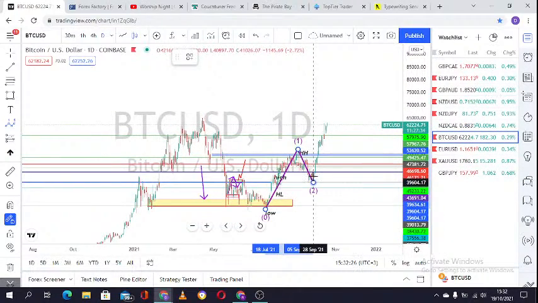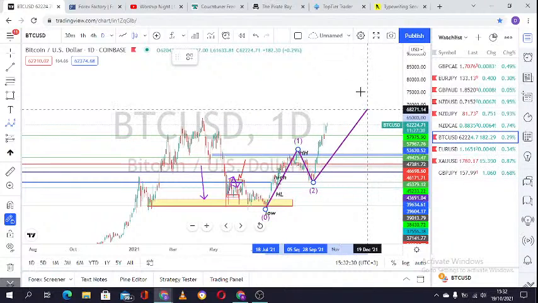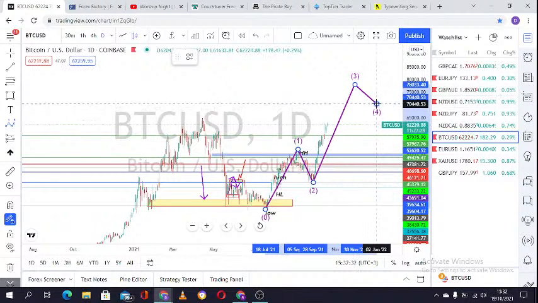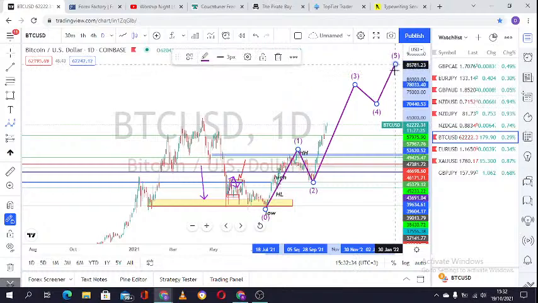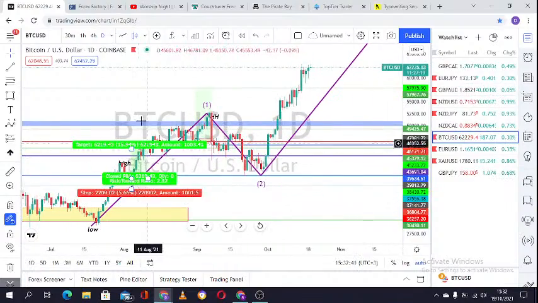0, 1, 2, 3. Wave 3 is the longest wave. And then 4, and then 5. 5 is the smallest. So definitely we are expecting a stronger push towards the upside on wave 3 on the daily time frame.